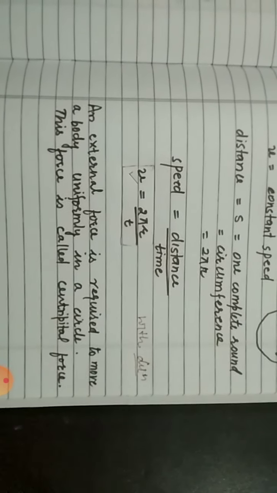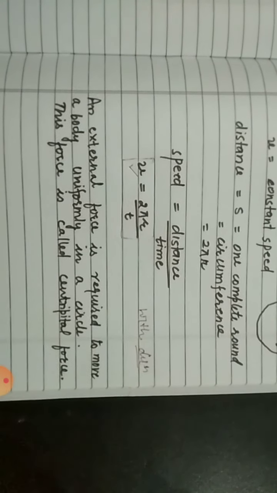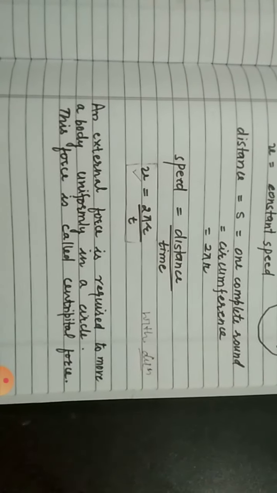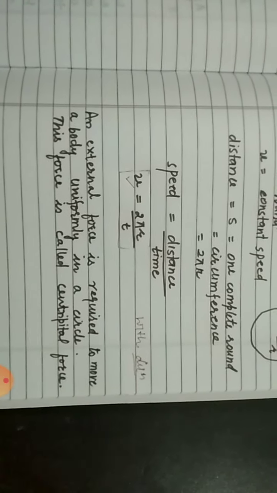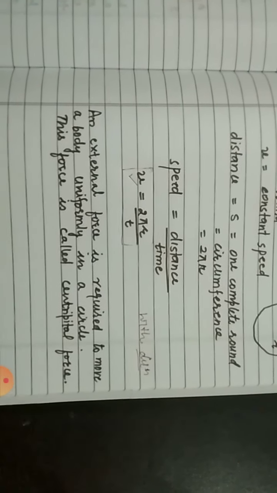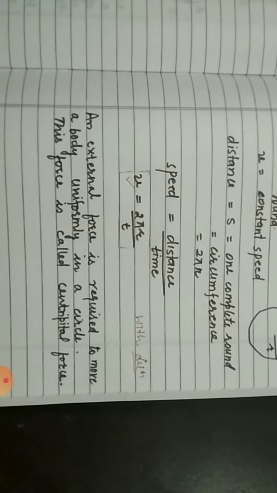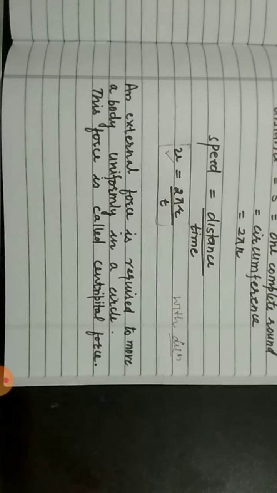The another question is, is uniform circular motion an accelerated motion? Yes, the answer is it is an accelerated motion because the velocity is changing its direction every time. The next question is what force is responsible for the uniform circular motion? The centripetal force is responsible for the uniform circular motion. This is all about the uniform circular motion.